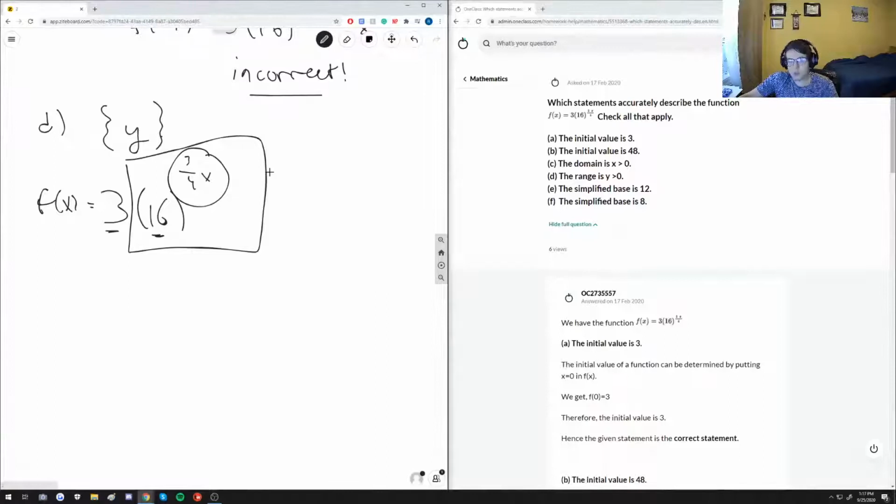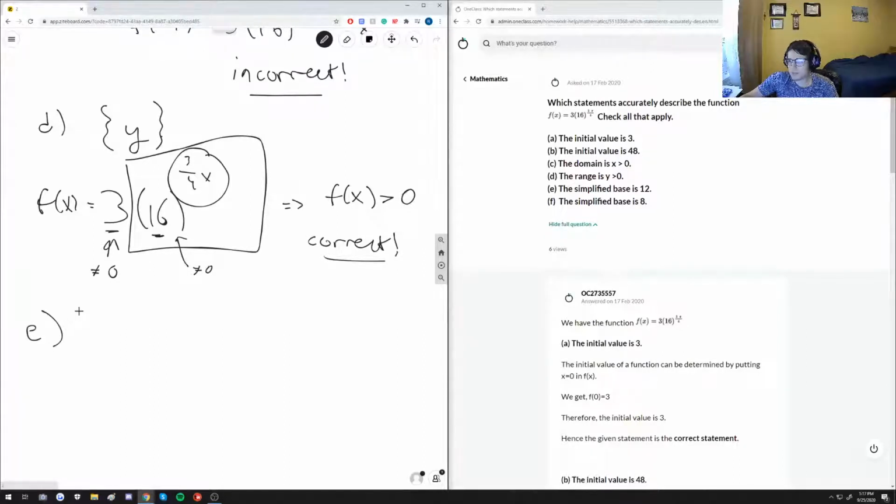And y will also never be 0, because this 3 coefficient is non-zero, and you can never raise any base to an exponent and get 0. So this will never be 0. So for that reason, we can conclude that f of x is always going to be greater than 0, meaning that our statement is correct. Okay?